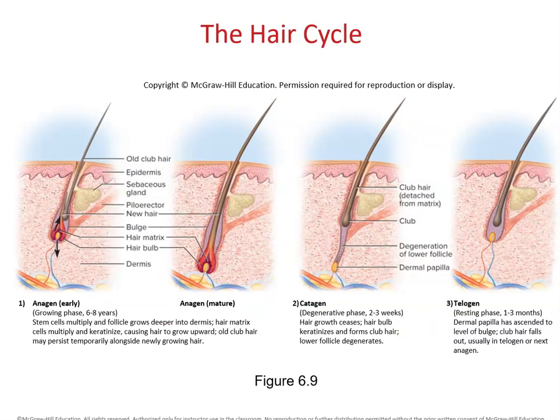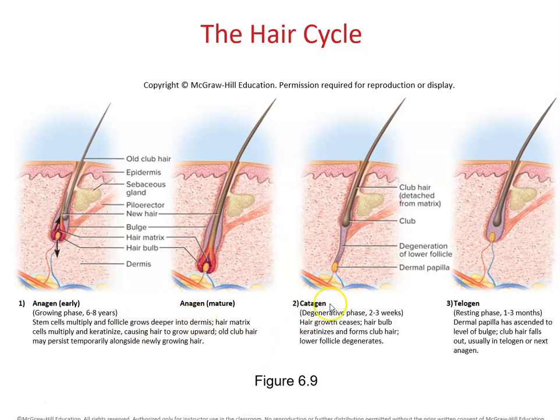Our hair grows in a pretty distinct cycle. So we have anagen phase, which is the growing phase. Most hair, if left on its own, will grow for 6 to 8 years. It grows as stem cells multiply in the dermis, and then the specialized hair cells then multiply and keratinize, and it grows outward and pushes outward.